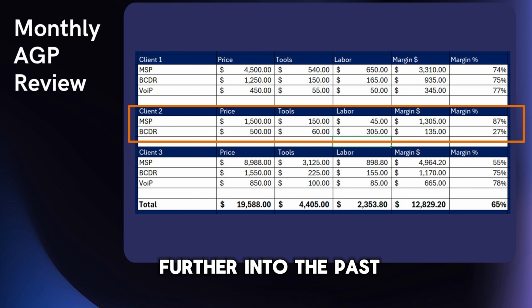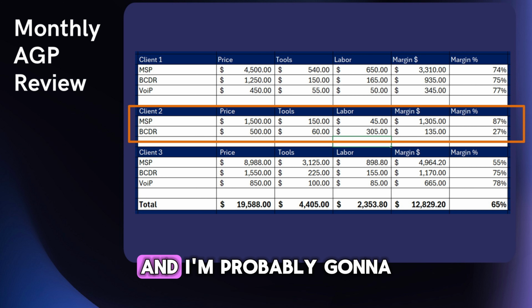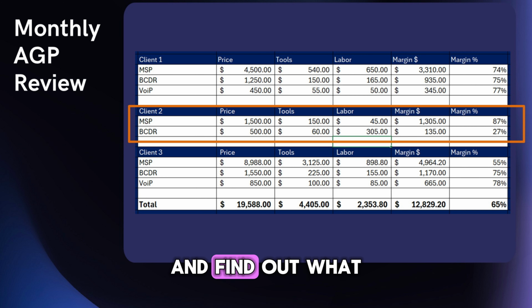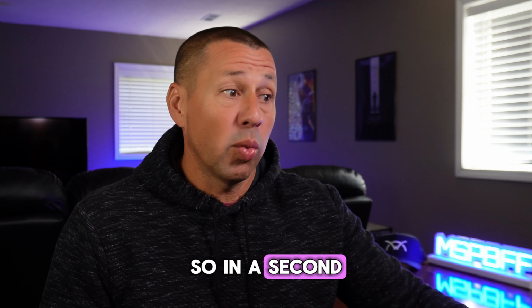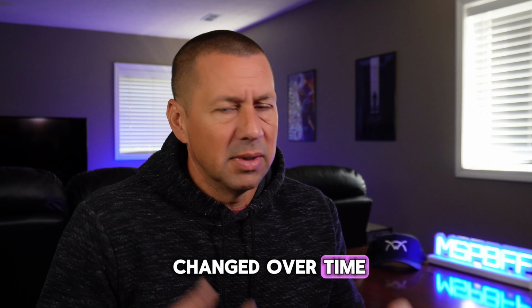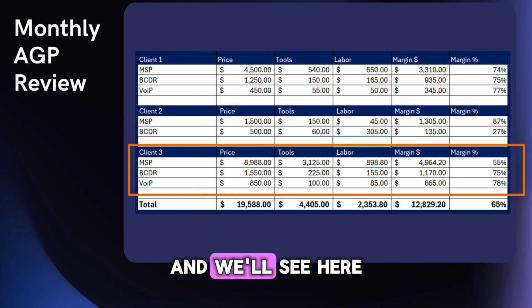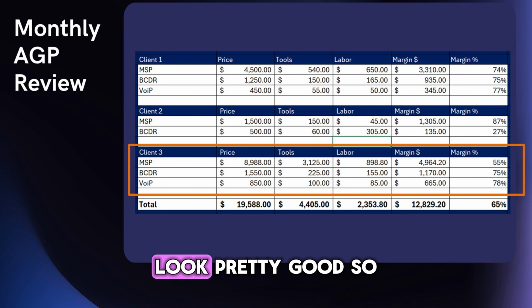I need to look further into the past to understand where we've been historically on profitability. And then I'm probably going to have to dig into those agreements and find out what the time entries look like under each of those agreements. So in a second, we're going to pull up a quarterly view of these to see if things changed over time. But let's jump to client 3 real quick. And we'll see here we have a problem with our MSP agreement, but the BCDR and VoIP look pretty good.